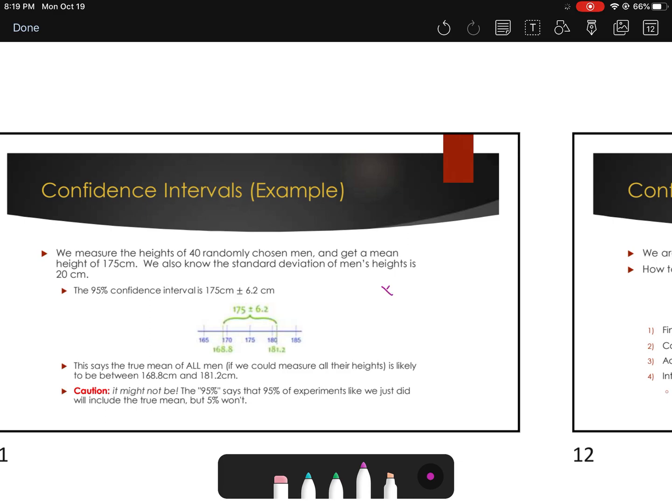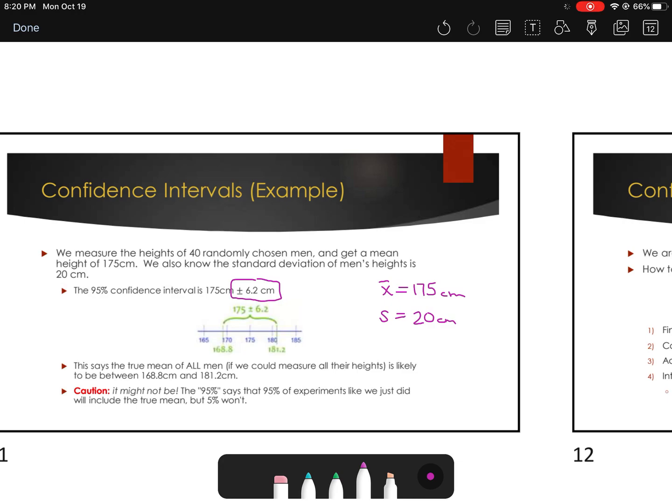Since this is a mean height of 175, and we're talking about the sample, I would use x bar. And the standard deviation, again of the sample, I'm going to use s, is 20. Okay, so those are things to keep in mind. This plus or minus 6.2, that's what I'm talking about with my confidence interval, because 175 is the mean we have. So I'm saying the 95% confidence interval is 175 plus or minus 6.2. So I'm 95% confident that the true mean, the population mean, lies within those values.